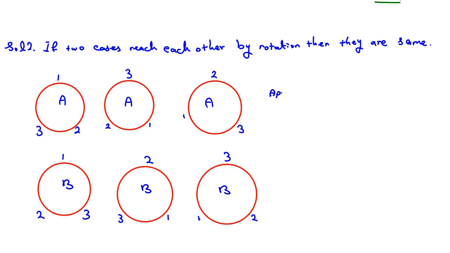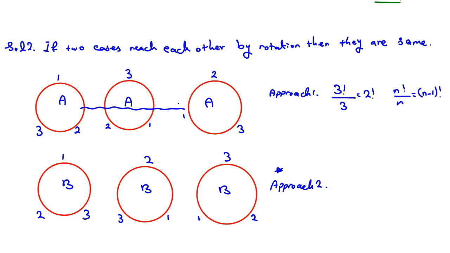Approach number 1 for solving this is: you have 3 factorial, but you can rotate each case 3 times, so 3 factorial over 3, which is 2 factorial. And in general, it is n factorial over n, which is n minus 1 factorial, and it's correct. But approach 2 is always useful. Here, with both approaches, you can solve, but in many problems, only approach number 2 works. Why do these arrangements reach each other? The reason is that when you rotate, you will see, for example, 1 goes to 1, then 3 goes to 3, and so on.